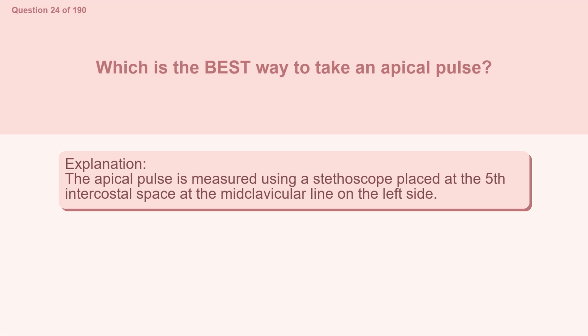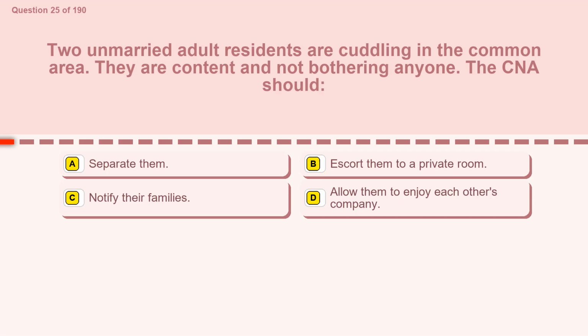Question 25. Two unmarried adult residents are cuddling in the common area. They are content and not bothering anyone. The CNA should: Option A, separate them. Option B, escort them to a private room. Option C, notify their families. Option D, allow them to enjoy each other's company.